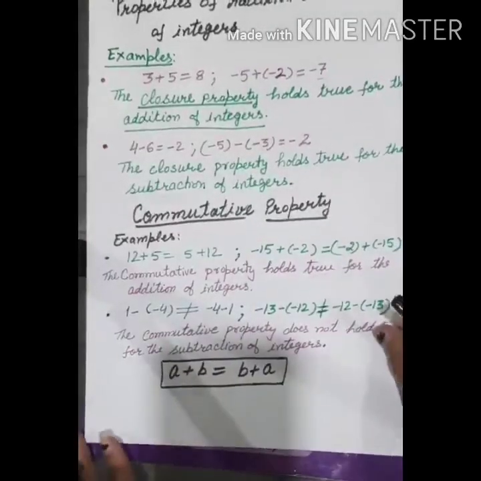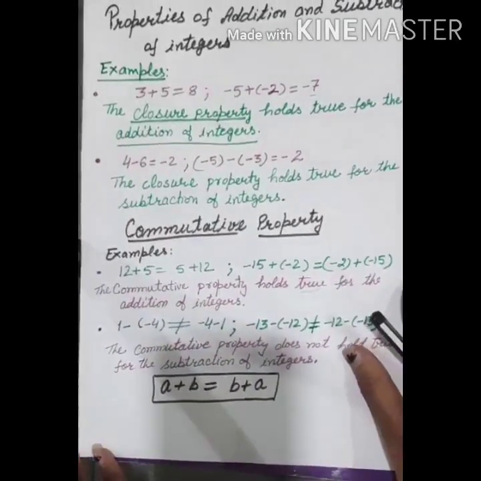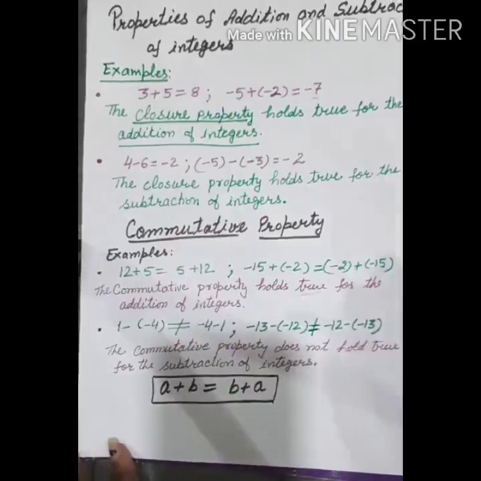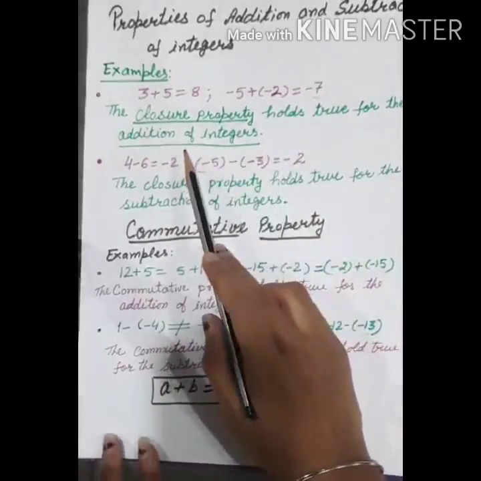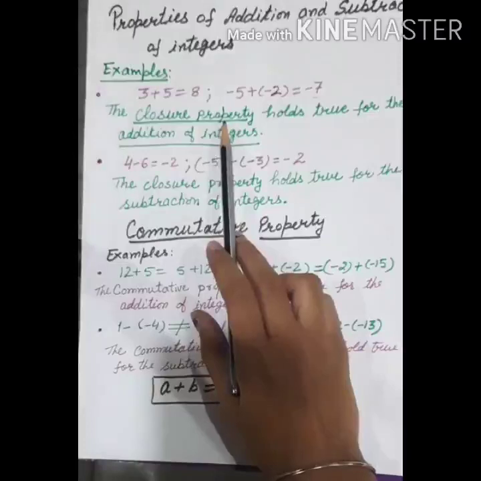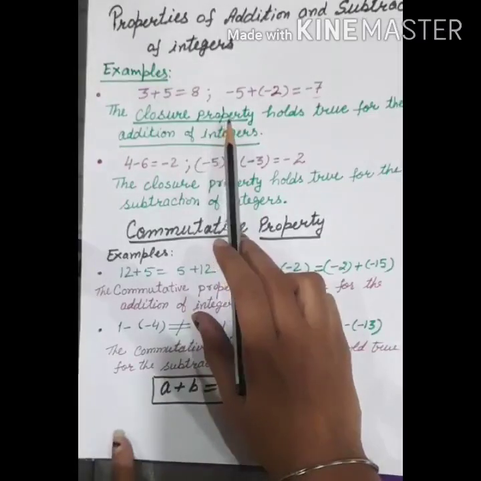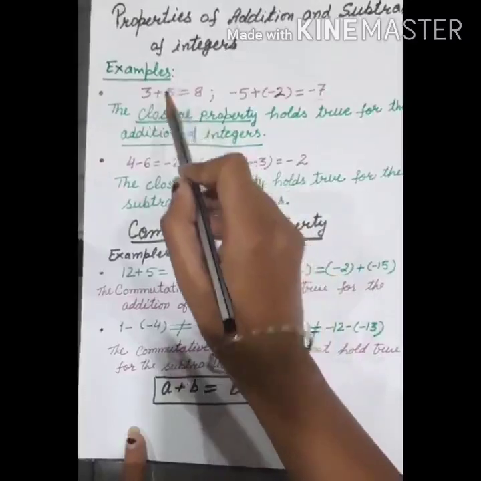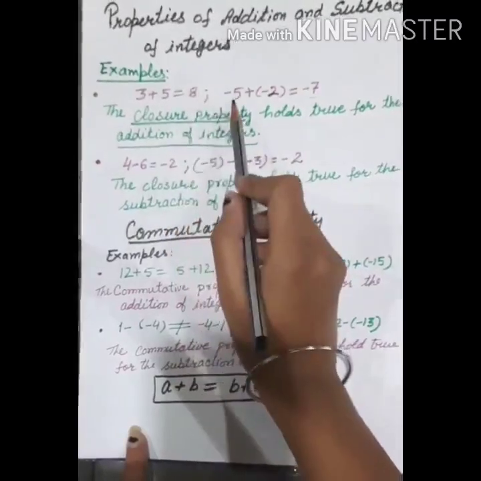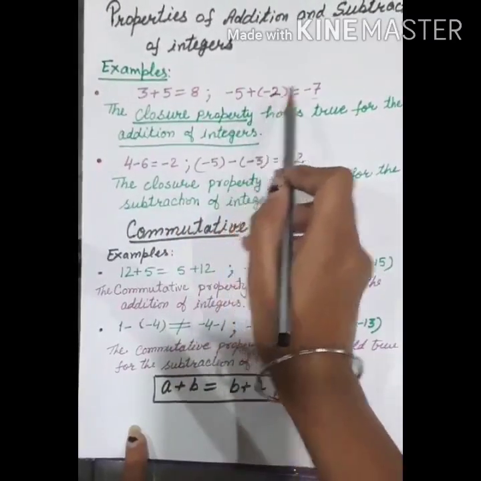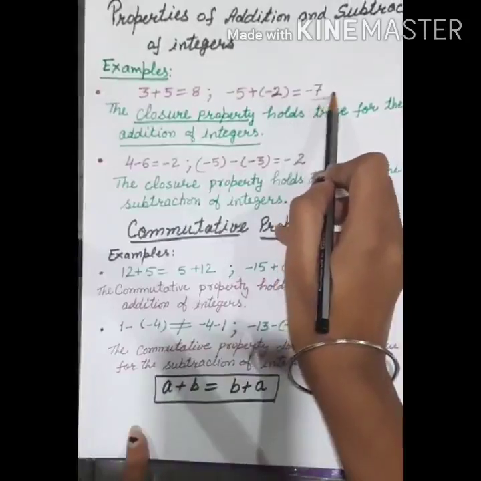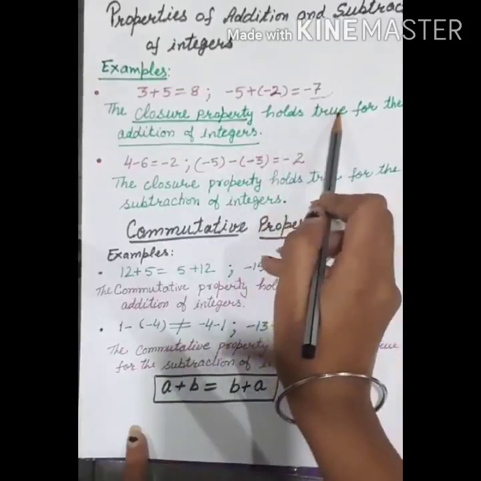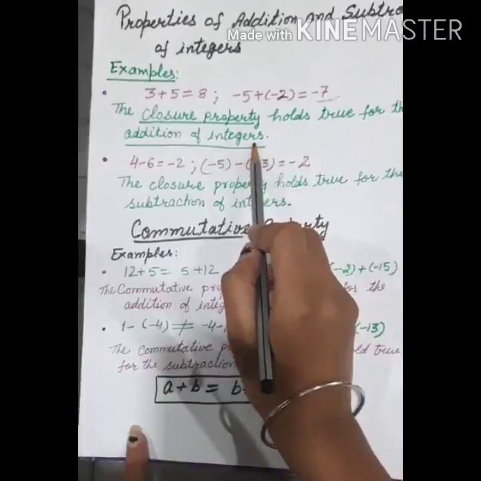Properties of addition and subtraction of integers. Closure property. Let us see whether the integers are closed under addition and subtraction. For example, 3 plus 5 is equal to 8, -5 plus -2 is equal to -7. The closure property holds true for the addition of integers.